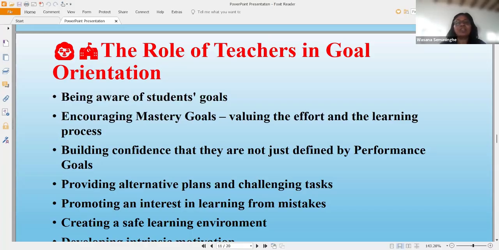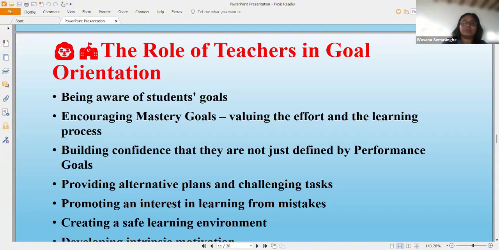So you should be aware of students' goals. You can encourage mastery goals, and you can value the effort in the learning process. If they do something, you can appreciate them. Then build confidence in your students' minds, and so they will try to achieve performance goals and mastery goals also. And you can provide alternative plans and challenging tasks. If they are unable to do something, you can have an alternative for that.